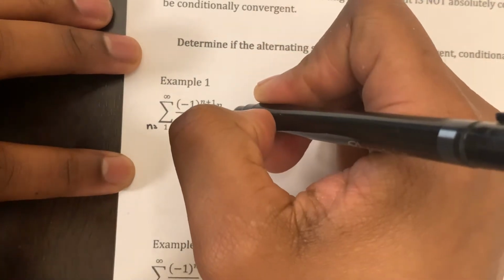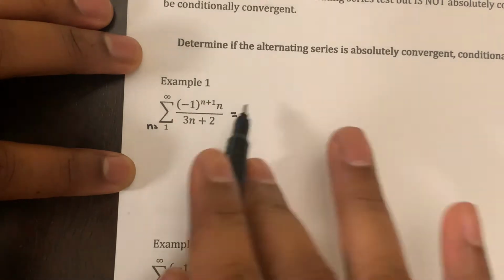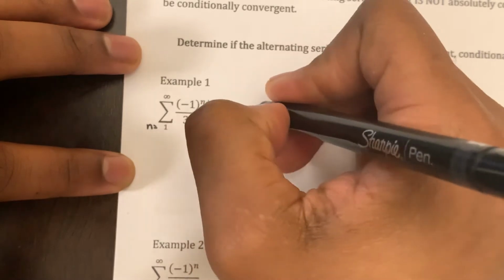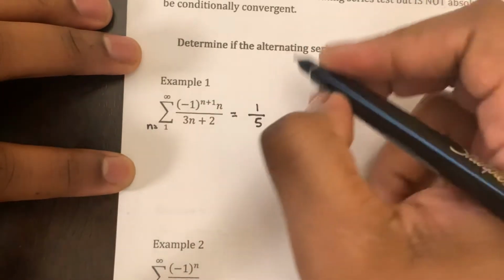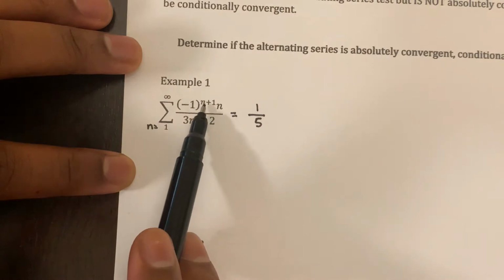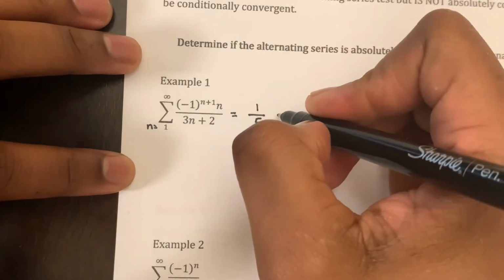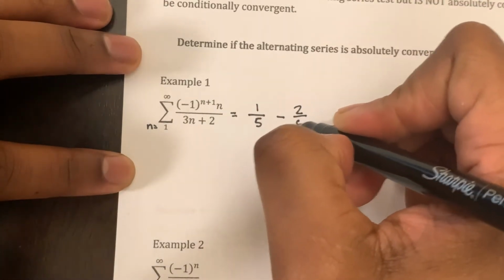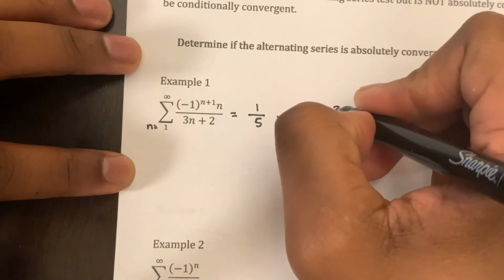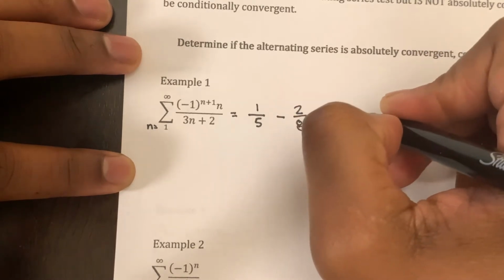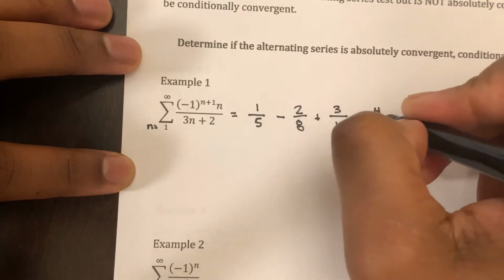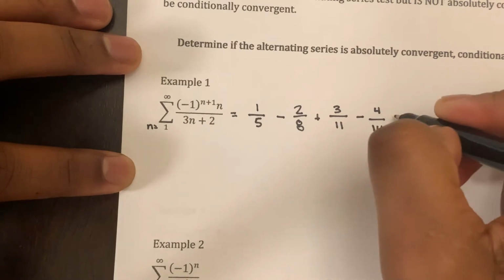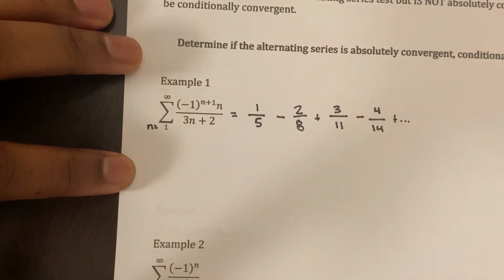So if it helps, let's write out a couple of these terms. When n is 1, we're going to have -1 squared times 1 over 5. And then when n is 2, you're going to have -1 cubed, which is going to be -1. So we're going to have minus 2 over 8. Then we're going to have plus 3 over 11, minus 4 over 14, plus, and so forth.